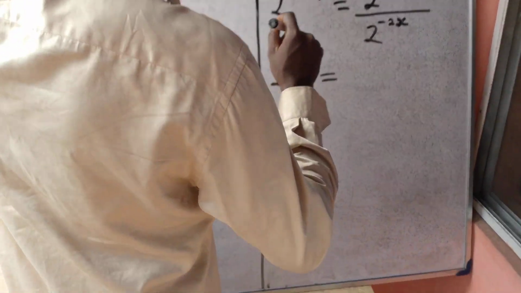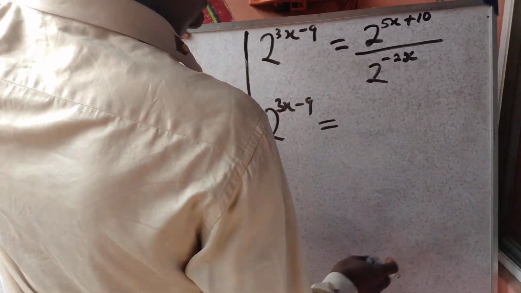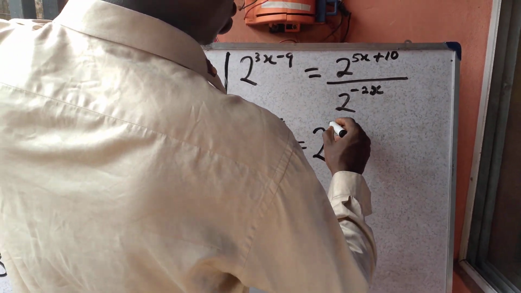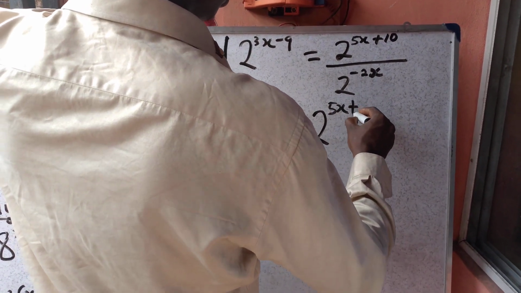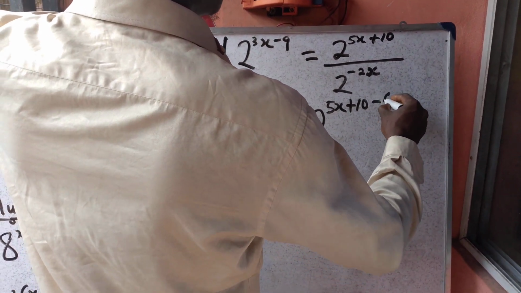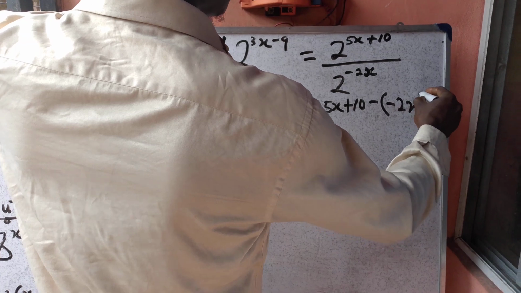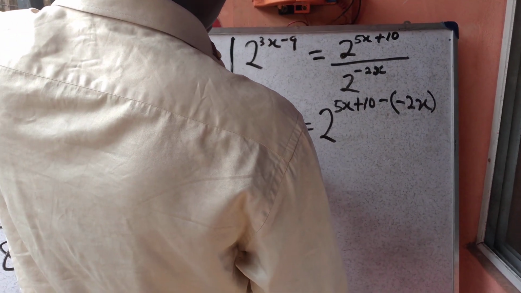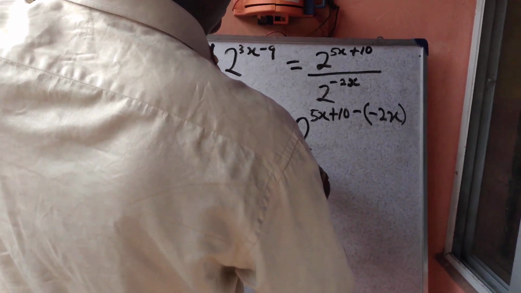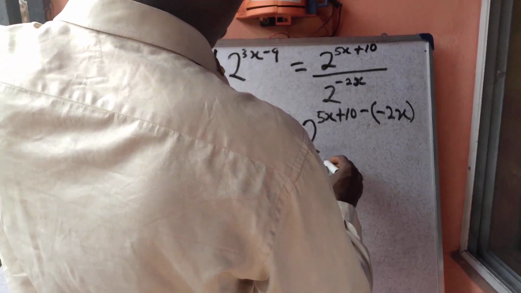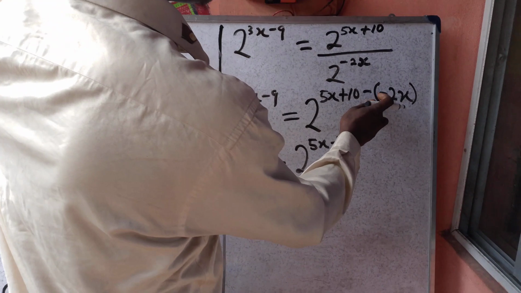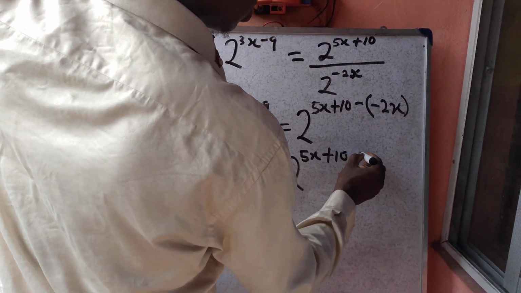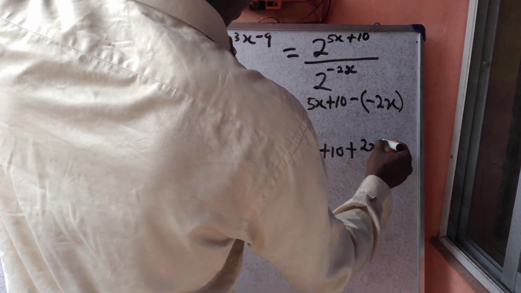2 raised to power 5x plus 10 minus 2x. So this is 2 raised to power 3x minus 9 is equal to 2 raised to power 5x plus 10. Minus times minus is plus. So this is plus 2x.